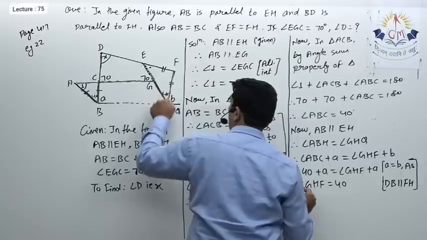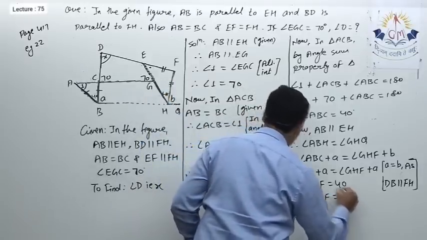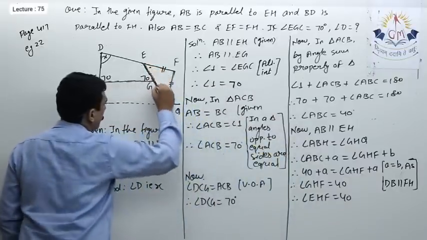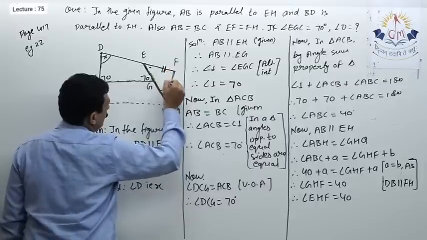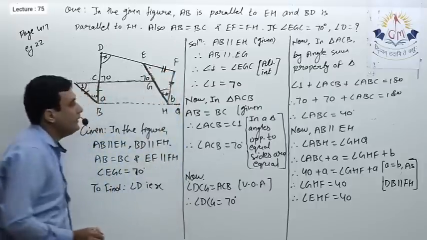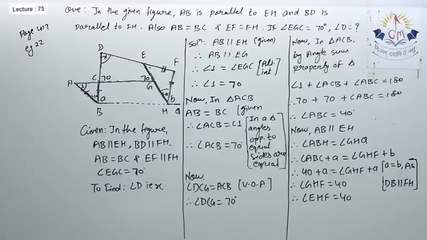Therefore angle EHF is equal to 40 degree. So now I have the measure of this angle 40 degree. Now these two sides are equal, so this will be again 40 degree. So note it down up to this point, then we'll see its solution. Continue.